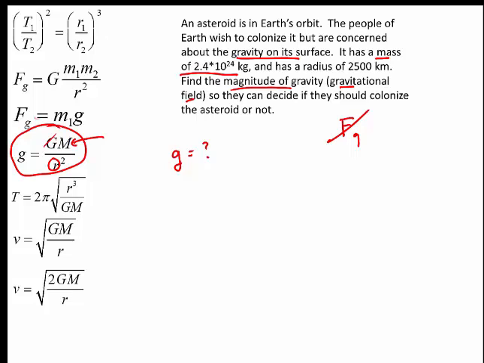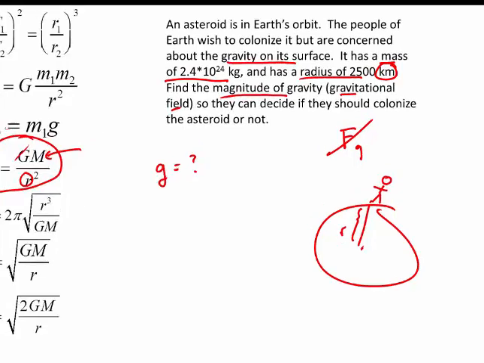And then we need R. R being the distance from center to center. Will the planet's radius work? Well, we're talking about this asteroid, and we have the radius of the asteroid, and we're talking about what g is on the surface. So if you're on the surface of the planet, that is the radius. So yes, that radius will work. Note that it's kilometers, and you're going to have to change that. Otherwise, it looks pretty straightforward.